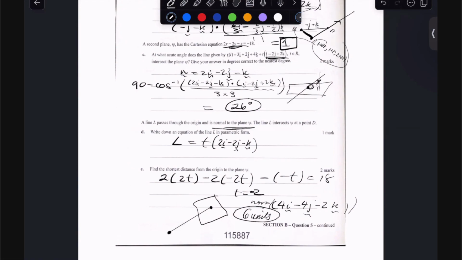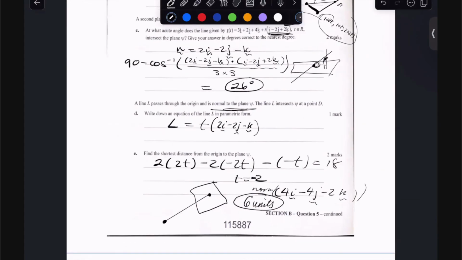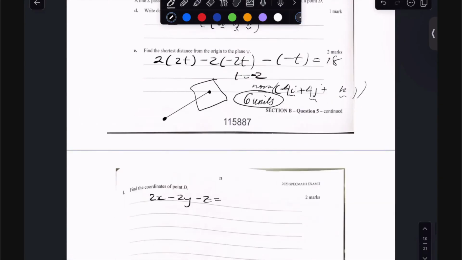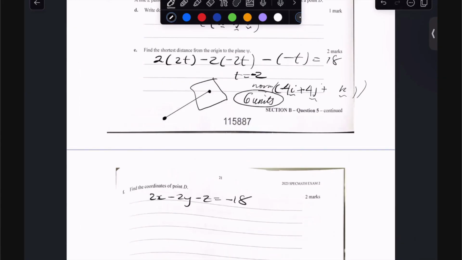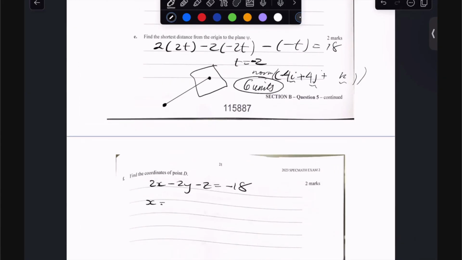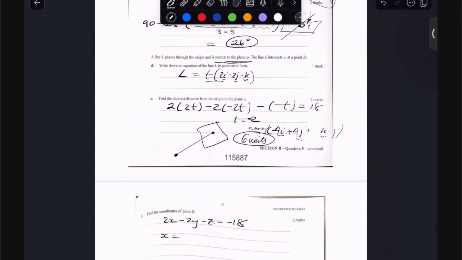And then that just means that you've got negative of this whole thing. So negative whatever. But the magnitude stays the same. So negative 2t, 4i plus 4j plus k. And so that's 6 units. And that's D, but yeah, you can write it out. You can write that's negative 18. And then you can say x is equal to 2t, y is equal to negative 2t, and z is equal to negative t.